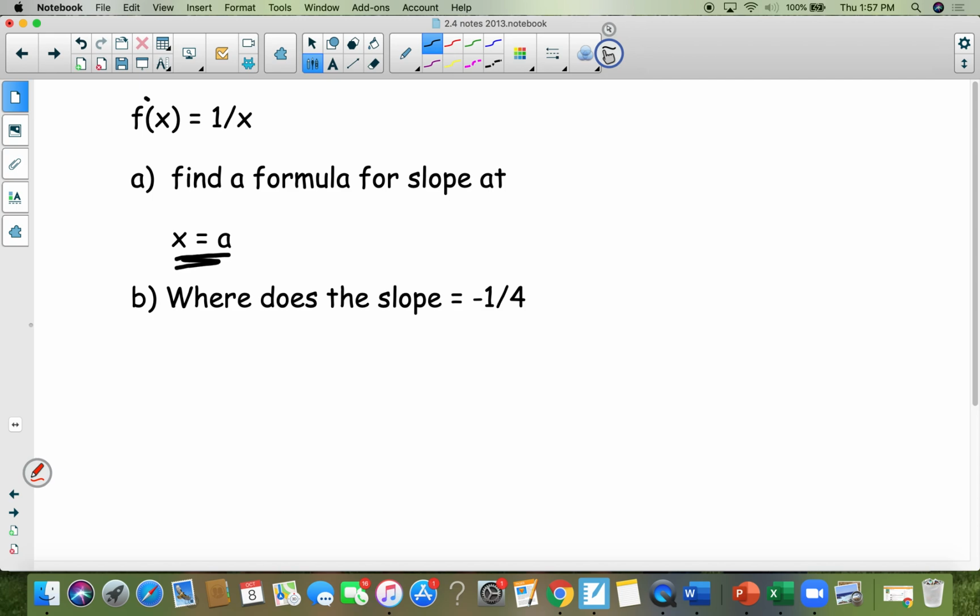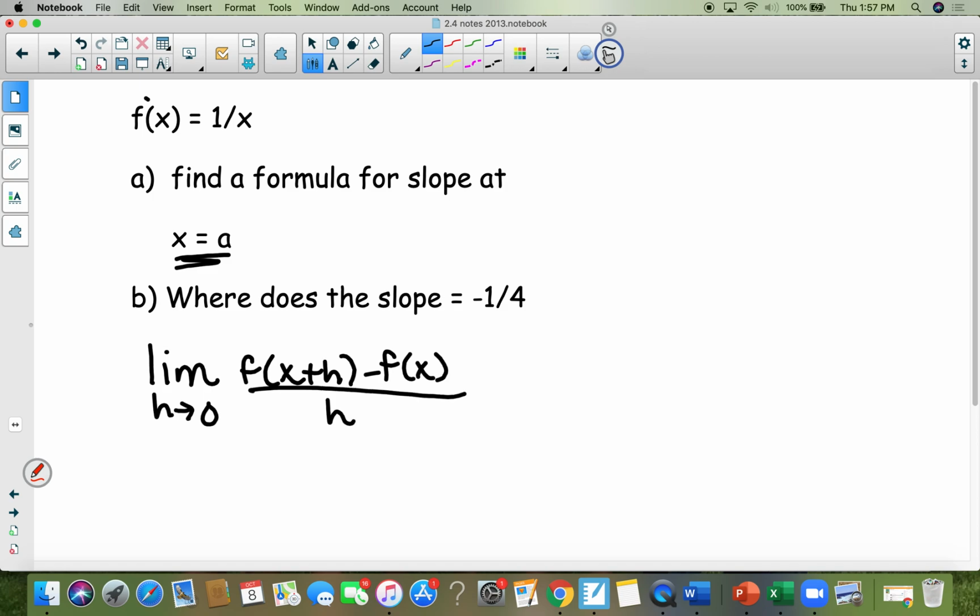So we're supposed to find a formula for the slope at x equals a. That means anywhere on the graph is what x equals a means. Everybody understand that? Where does the slope equal negative 1/4 on this graph? So here we go. We're going to do the limit as h approaches 0, f of x plus h minus f of x all over h.